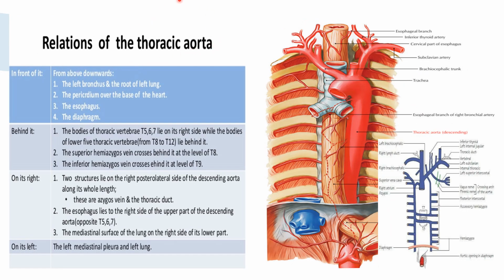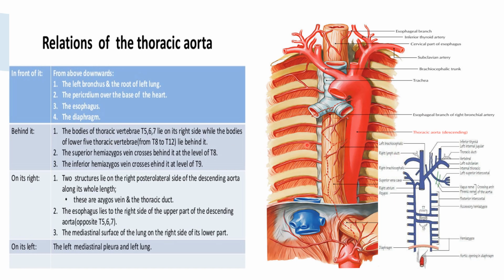Now, relations of the thoracic aorta. Anteriorly from above downwards, we can make out in this picture the left bronchus and the root of the left lung, the pericardium over the base of the heart, which is not shown here, then the esophagus, then the diaphragm. So these are the structures from above downwards which are related anteriorly to the thoracic aorta.